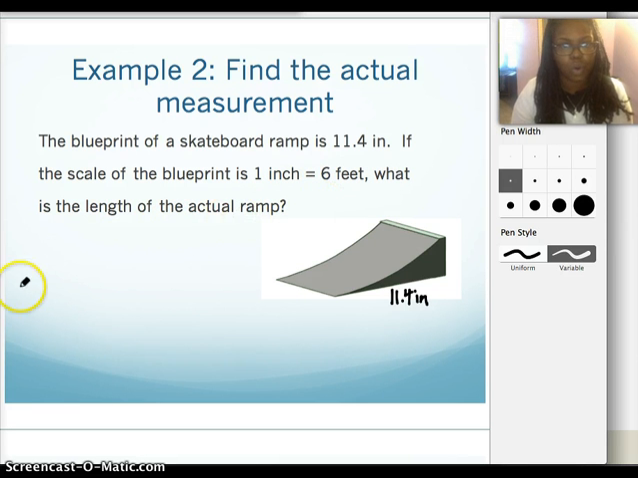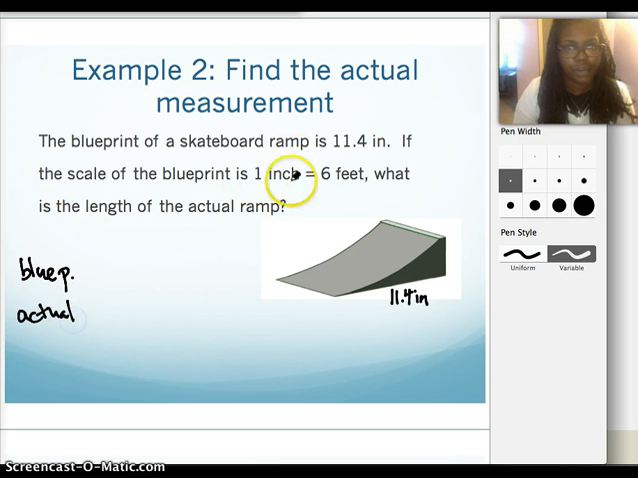So what I like to do is set up my proportion, like I did in the last problem. The proportion will be blueprint, I'm just going to write the word blue P with the period there, over actual, right? And we are given a rate. We know that there is 1 inch to 6 feet.